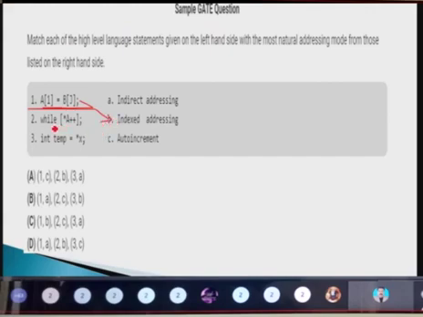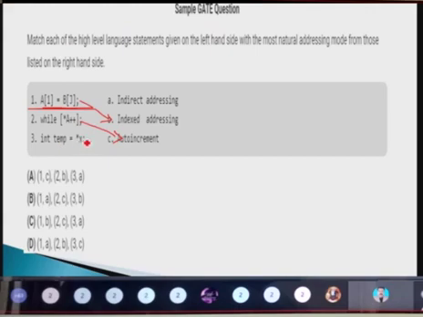Next is star A plus plus. A plus plus means it is an auto increment. Auto increment in the sense we are using star A plus plus, so after the assignment it will be incrementing. The meaning of A plus plus is assign and then increment. That is the meaning. So this instruction will belong to this auto increment.